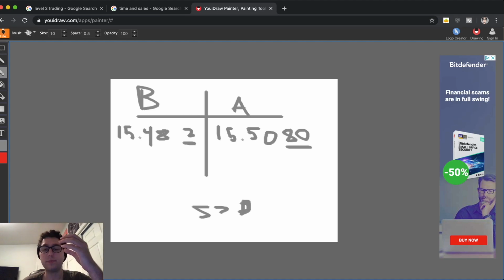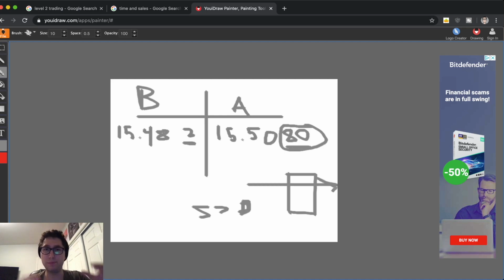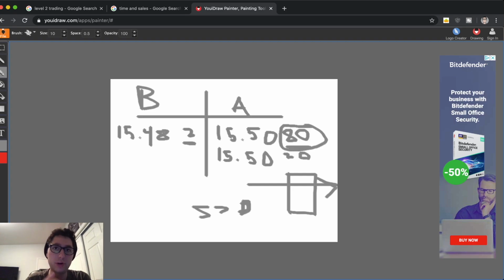What you hear traders say is that there's a massive brick wall at 15.50. They mean there's a massive order ready to go at 15.50, and in order for the stock price to move higher, it has to push through that wall. Of course this could be across multiple exchanges, so on a different exchange you could have the same thing at 20 shares. You have this massive wall that the stock has to break through in order to move higher.